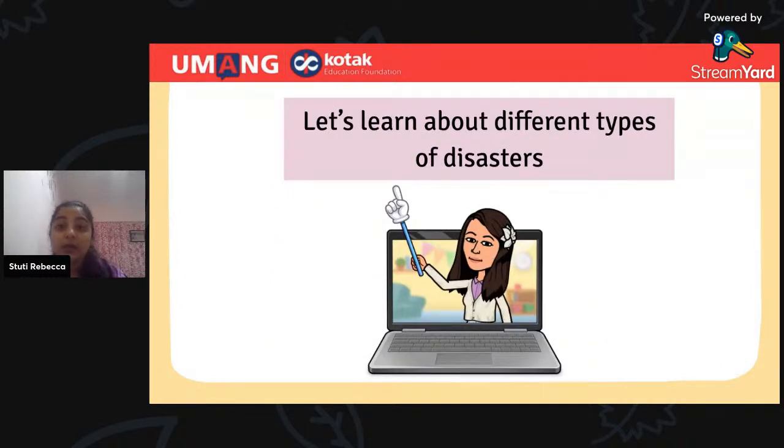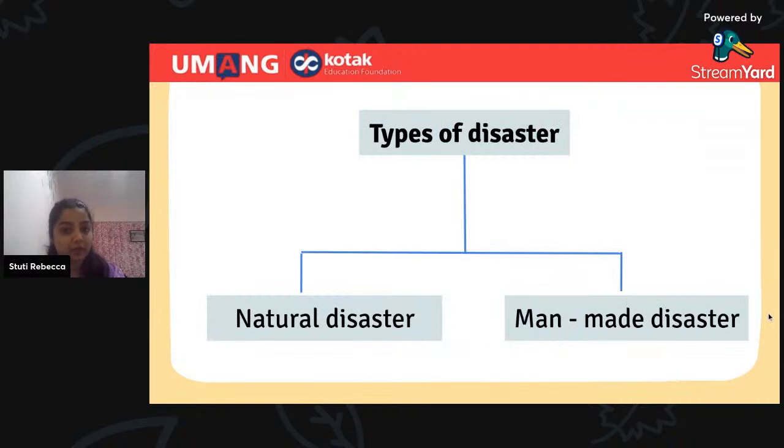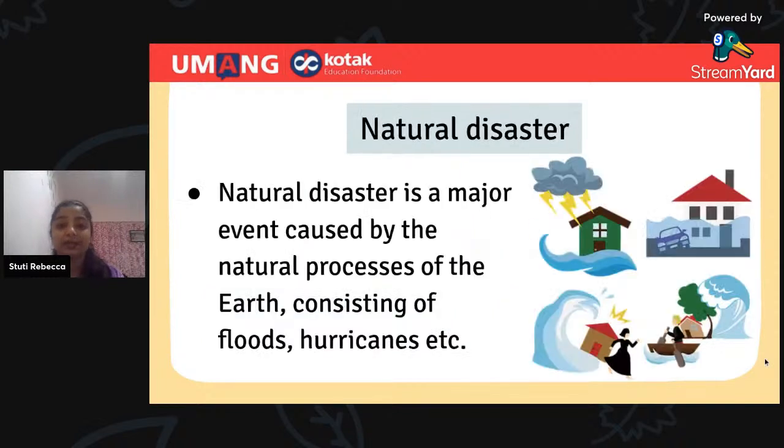Now we are going to learn about different types of disasters. All right, students, remember, there are two types of disasters. Don't forget these at all. The first one is natural disaster, and the other one is man-made disaster. Now, first we are going to understand what a natural disaster is.